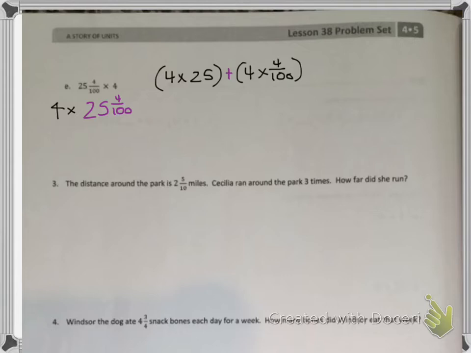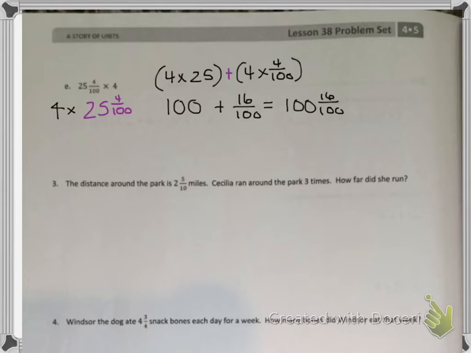I am going to get 4 times 25, and I know that's 100, plus 16 hundredths, and when added, that is going to equal 116 hundredths. All right, and that is the answer to that problem. So let's go on to 3.